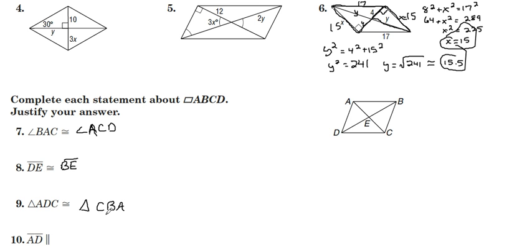And then number 10, segment AD is parallel to segment CB. How do we know that? Opposite sides of a parallelogram are parallel.